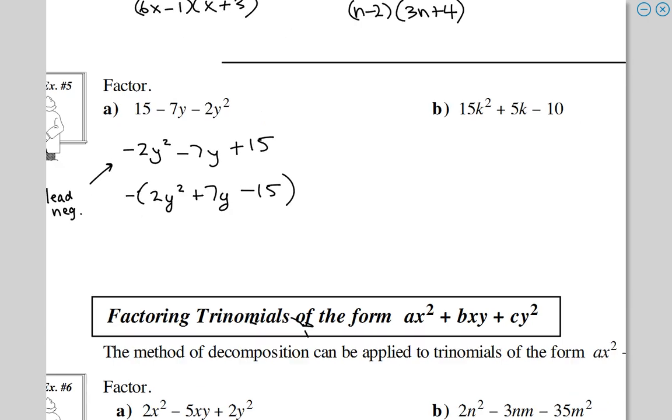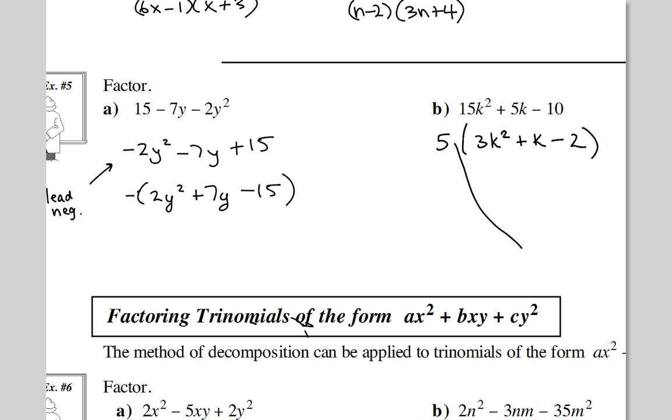Over on 5b, and remember, you've got to finish this one. Finish it for yourself. For class example 5b, what do you notice? Do you want to do 15 and 10 goes to 150, or is there a better way? GCF, right here. 5? So you get 3k squared plus k minus 2. And it's way easier to work with 3 and 2 making 6 than it is going up to 150. Because then when you finish factoring it, you wouldn't be done.